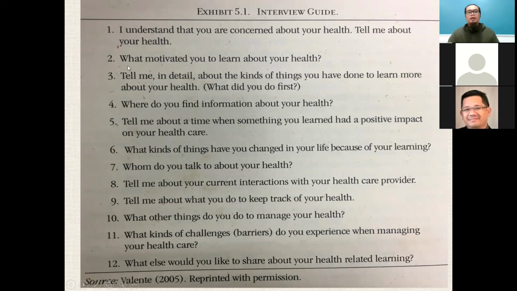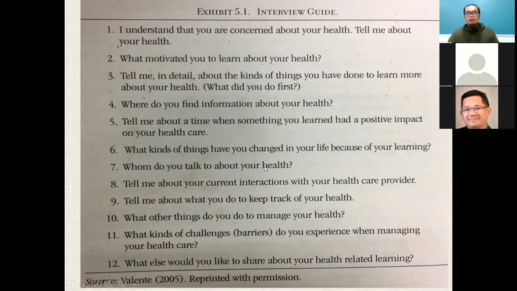Second question: what motivates you to learn about your health? Tell me in detail what kinds of things you have done to learn more about your health. What do you do first? Where do you find information about your health? Tell me about a time when something you learned had a positive impact on your healthcare. What kinds of things have you changed in your life because of your learning?